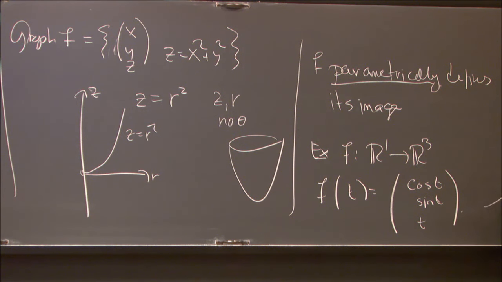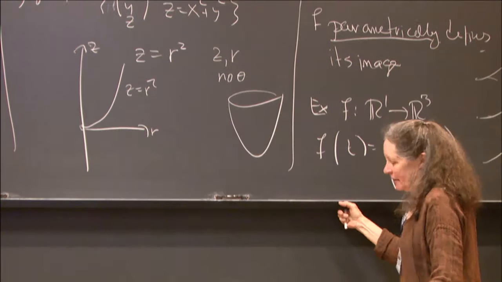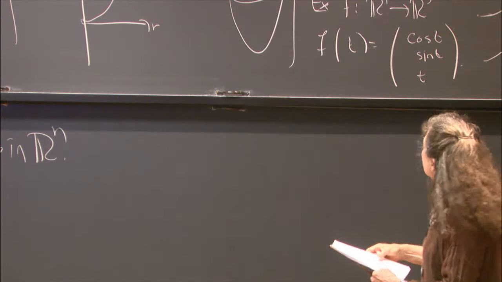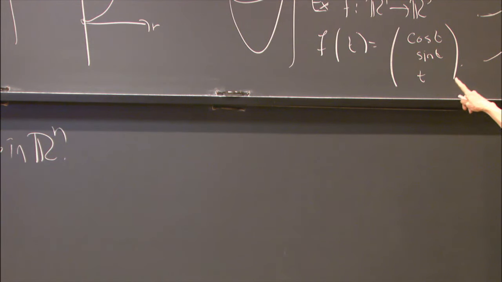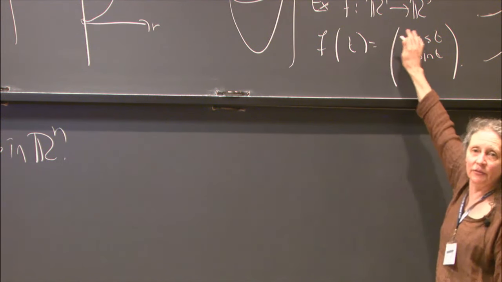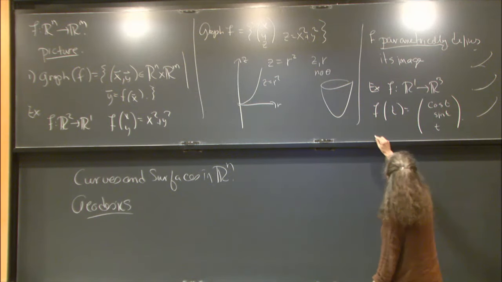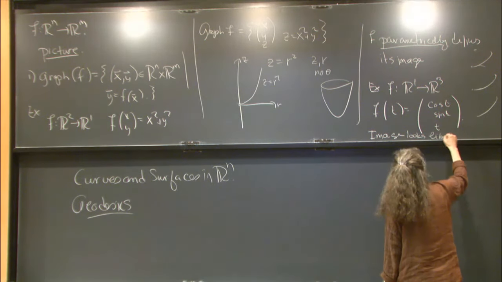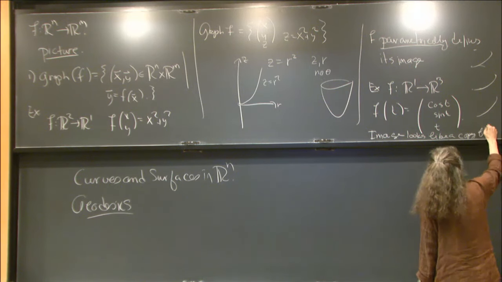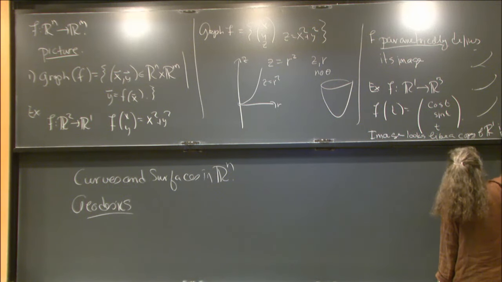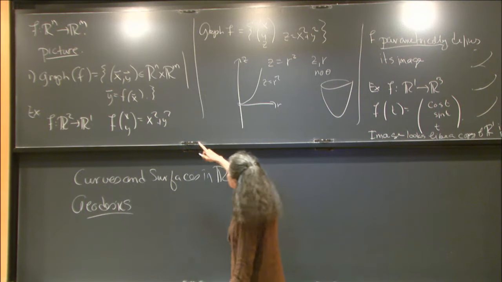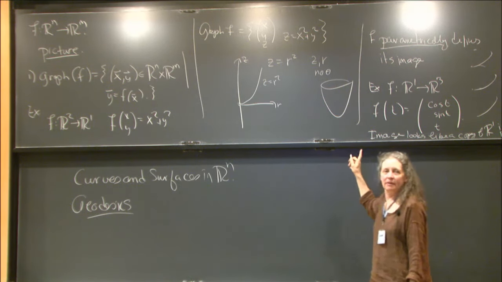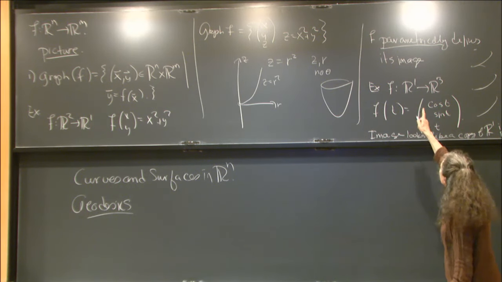Helix, yeah, it looks like a helix. The x and the y are going around in a circle. Meanwhile, the thing is rising up, right? So it becomes a helix. Notice that the helix looks like a copy of the domain R1 inside R3, right? So the image looks like a copy of the domain R1 in the range R3. The graph is actually a special case of this image business.